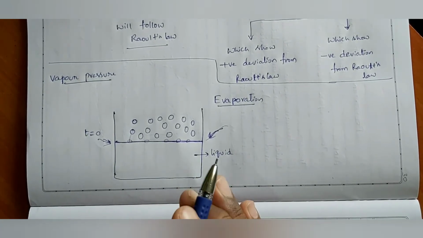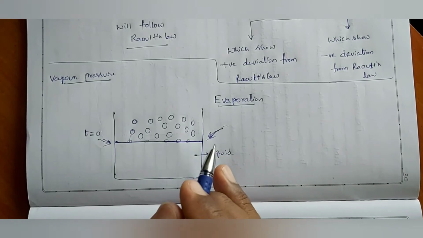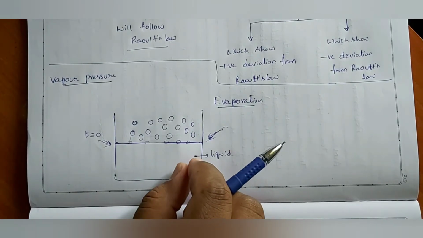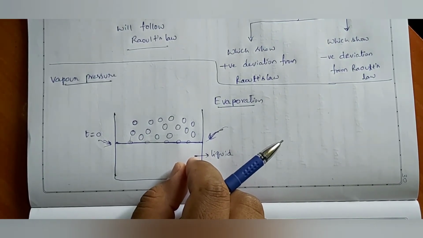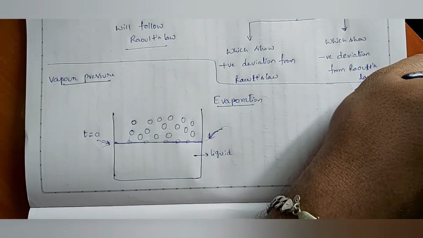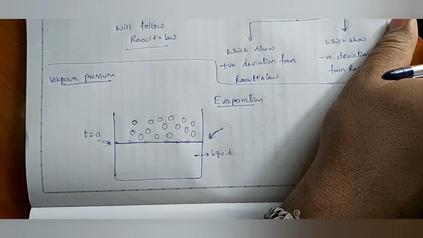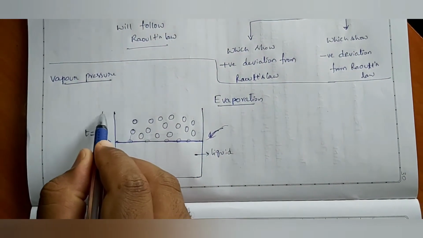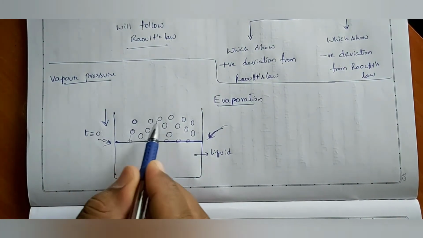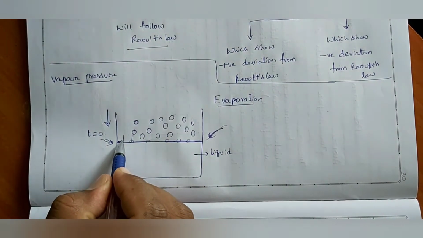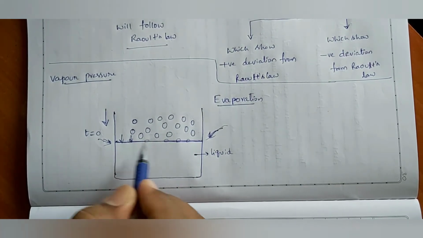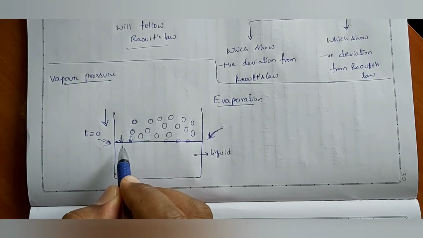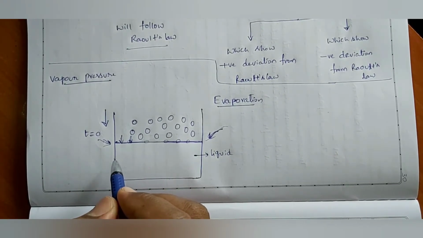But after a particular time, the number of molecules will not change. Sir, how can you say that the number of molecules cannot change? Are you going to calculate the number of molecules? No, I am not going to calculate the number of molecules. I am going to calculate the pressure applied by the gas molecules on the surface of the liquid. These molecules are going to apply pressure on the surface of the liquid. Is it correct or not?